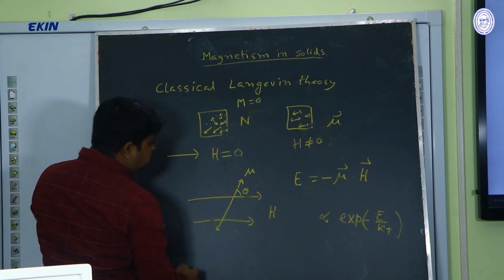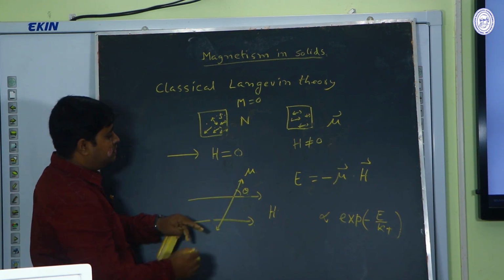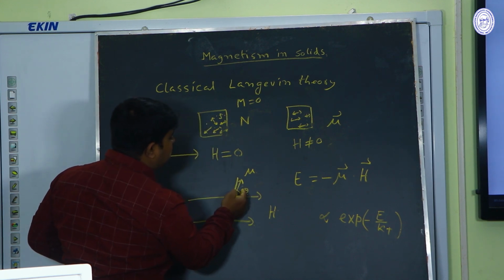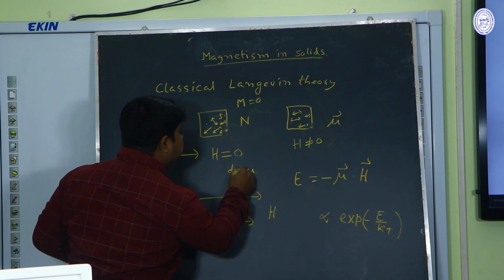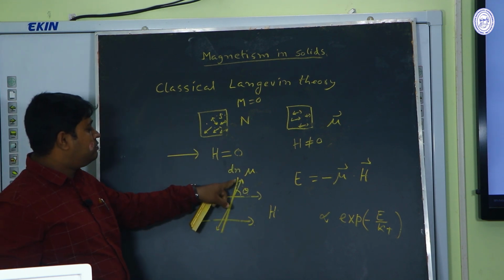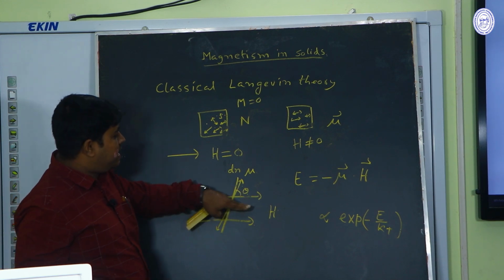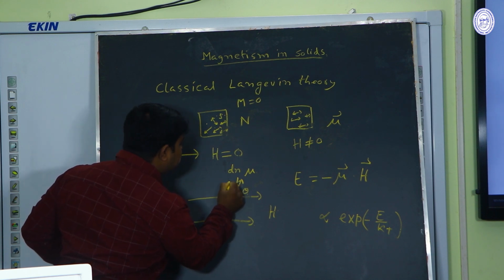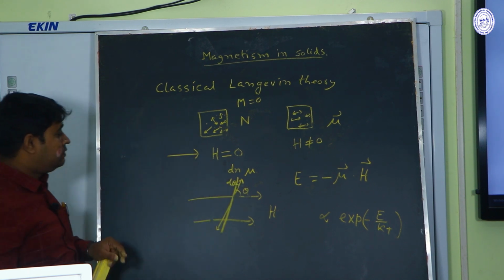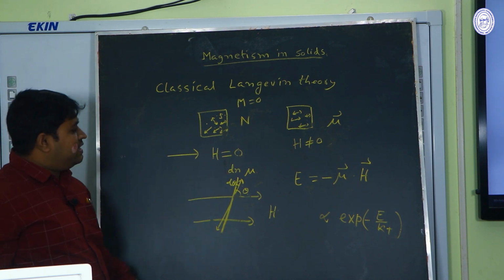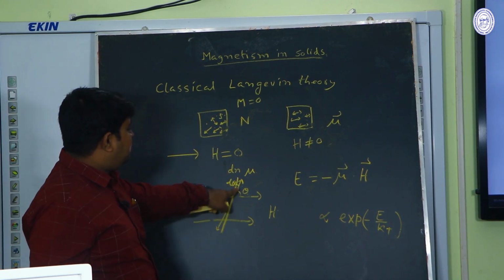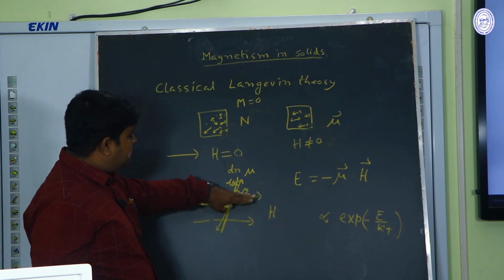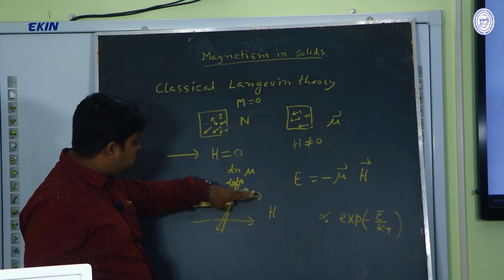So we consider the magnetic dipole moment lying at theta and theta plus d theta is dn. Suppose dn is the number of dipole moments lying along the direction of the magnetic field at an angle theta and theta plus d theta.